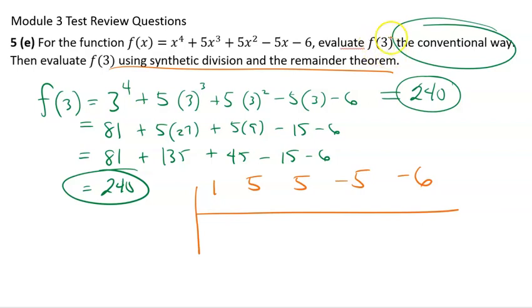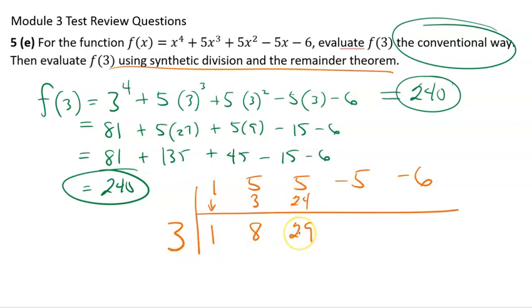It's your number that you're evaluating. You don't change the sign in this case, okay? So the 3 goes out front just as it is. Now, 1 comes directly down. 3 times 1 is 3, plus 5 is 8. 3 times 8 is 24, plus 5 is 29.